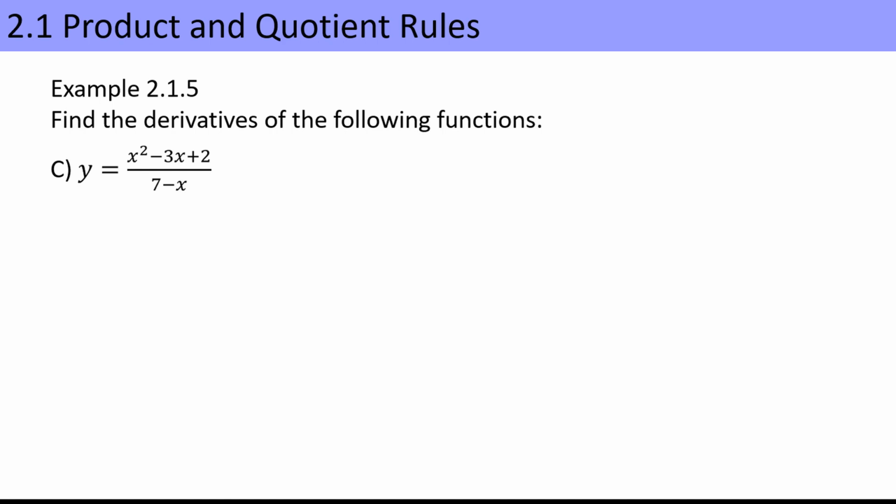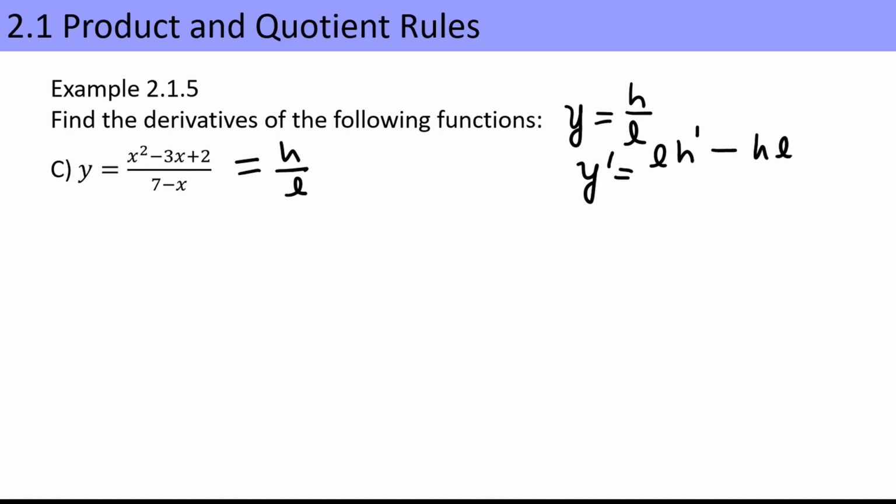Part C, y equals the quantity x squared minus 3x plus 2 divided by the quantity 7 minus x. So we'll have a high and a low. The quotient rule, if we have a high function and a low function, we write that that is equal to low d high minus high d low divided by low squared.